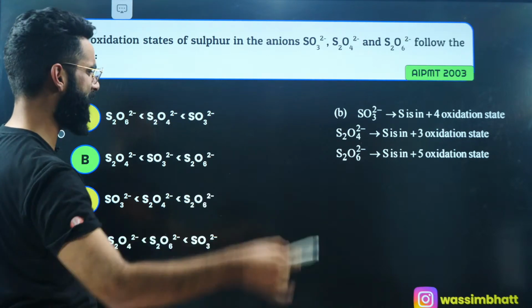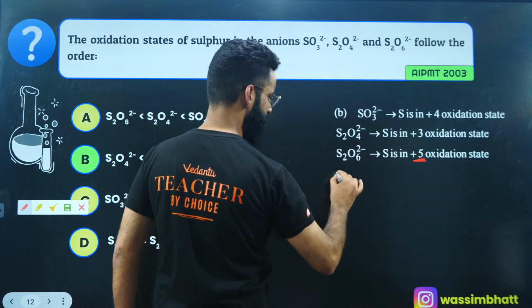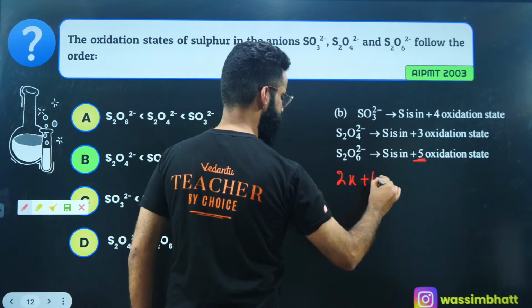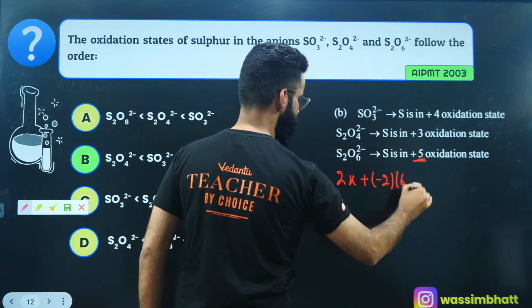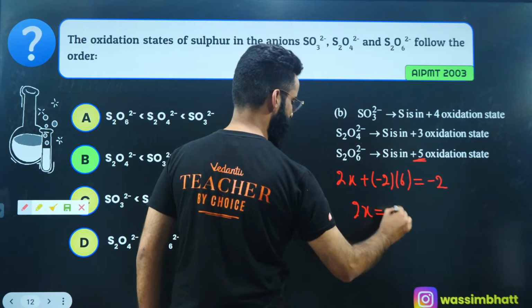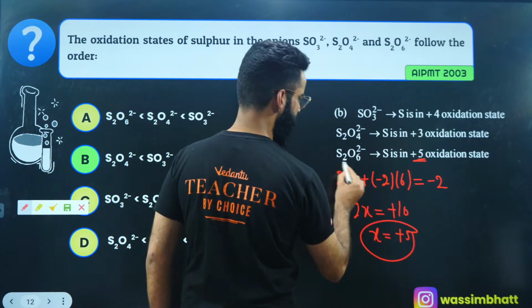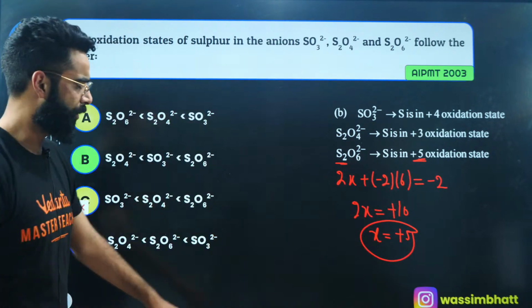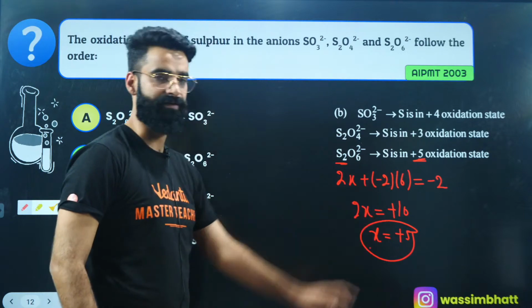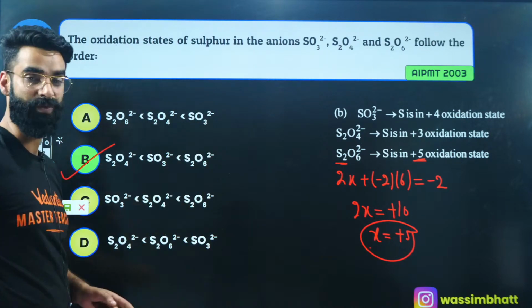It's showing option B. Did I make a mistake in calculating things? S2O6 dinegative, it's showing +5. 2x plus oxygen is going to show -2 and there are 6 oxygen atoms. Net charge is -2. Alright, yeah, it's going to be 2x is equal to plus 10. X value is going to be plus 5. Yes, over here I made some calculation mistake. So the oxidation state of sulfur over here is going to be plus 5. So it's not going to be option A. It's going to be option B, which is the correct answer of this one.